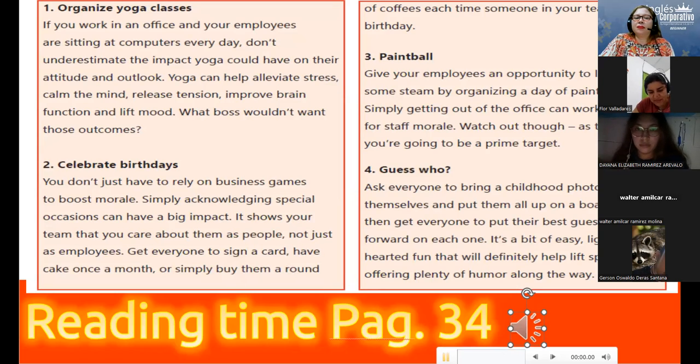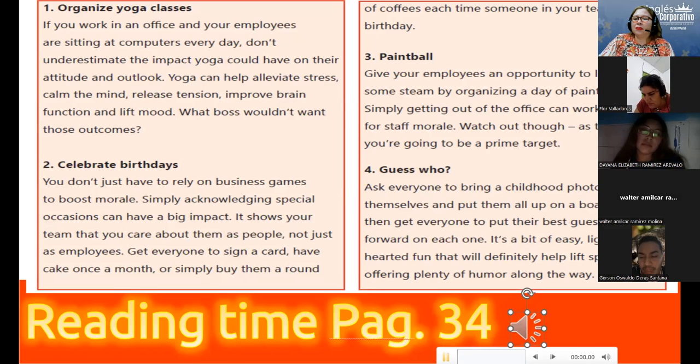Activities to keep your employees happy. Number one, organize yoga classes. If you work in an office and your employees are sitting at computers every day, don't underestimate the impact yoga could have on their attitude and outlook. Yoga can help alleviate stress, calm the mind, release tension, improve brain function, and lift mood. What boss wouldn't want those outcomes? Number two, celebrate birthdays. You don't just have to rely on business games to boost morale. Simply acknowledging special occasions can have a big impact. It shows your team that you care about them as people, not just as employees. Get everyone to sign a card, have cake once a month, or simply buy them a round of coffees each time someone in your team has a birthday.